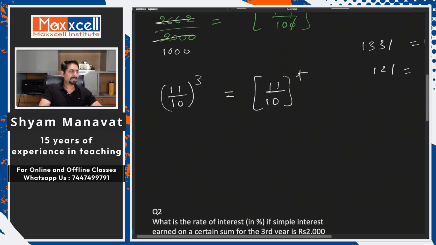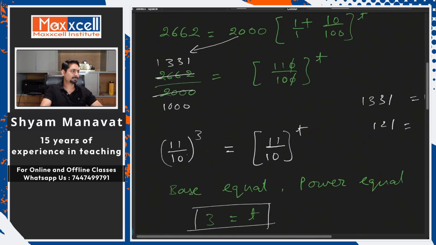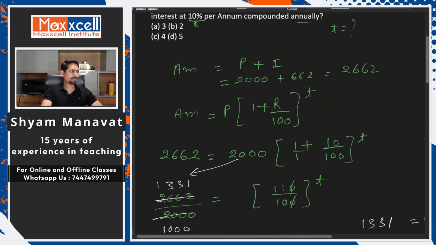So if the bases are equal on both sides, then the powers should also be equal. That's how we get t equal to 3. The number of periods, the time, is 3. Option A is the answer.